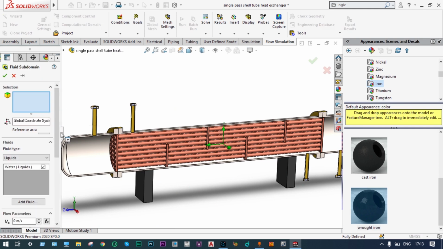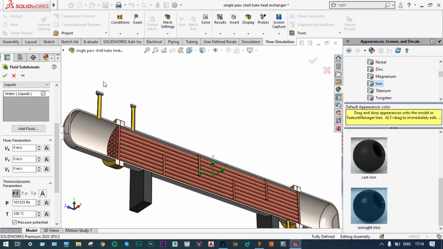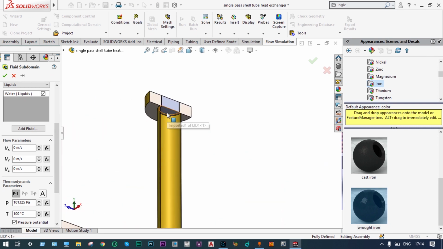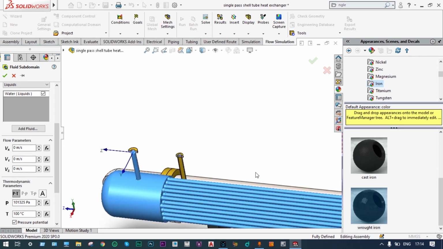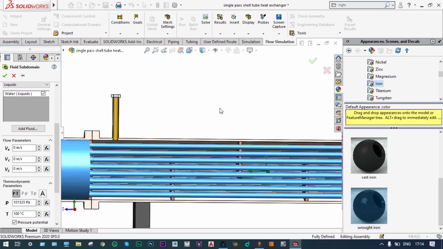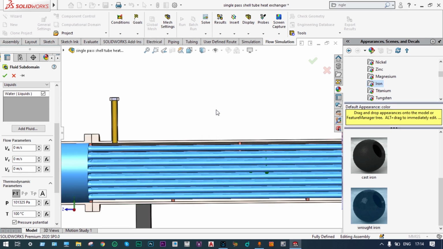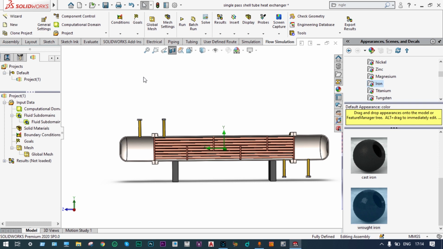Insert fluid subdomain, and it will be water at 100 degrees centigrade as the hot fluid. It will be passing from this inlet location. You can see the domain. It is passing through these tubes only, and the remaining portion is vacant. That is the space for coolant, right? This is the fluid subdomain for hot water at 100 degrees centigrade. Green check.